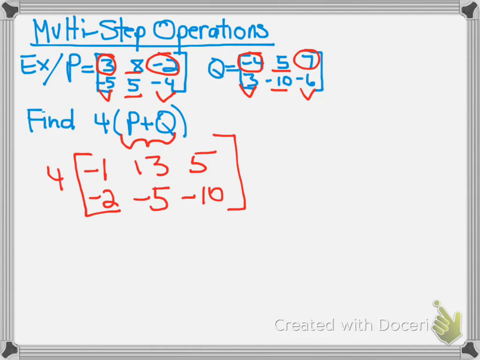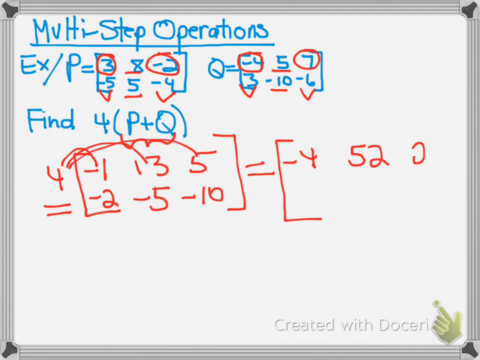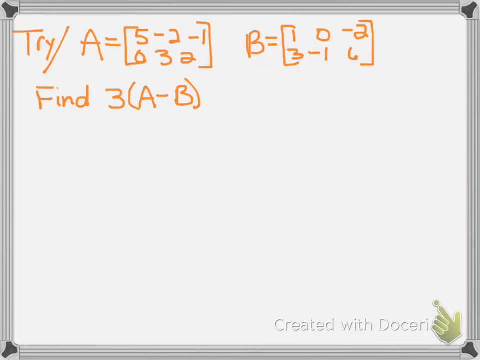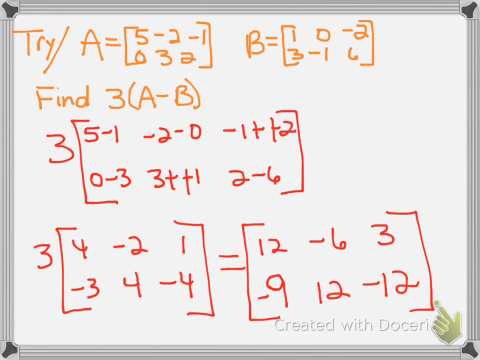And now I can go ahead and distribute that 4, do the scalar multiplication. So 4 times negative 1 is negative 4. 4 times 13 is 52. 4 times 5 is 20. 4 times negative 2 is negative 8. 4 times negative 5 is negative 20. And 4 times negative 10 is negative 40. And that's your solution. Go ahead and try the following. And here's your solution.